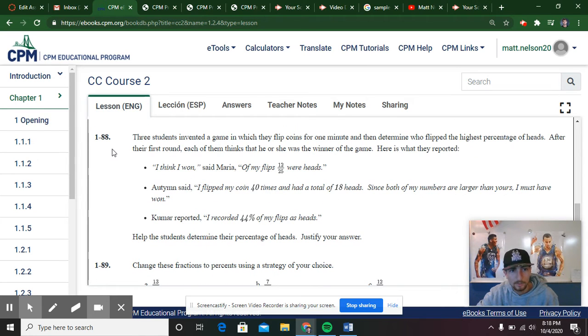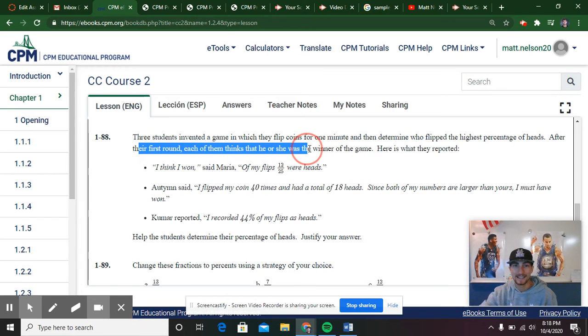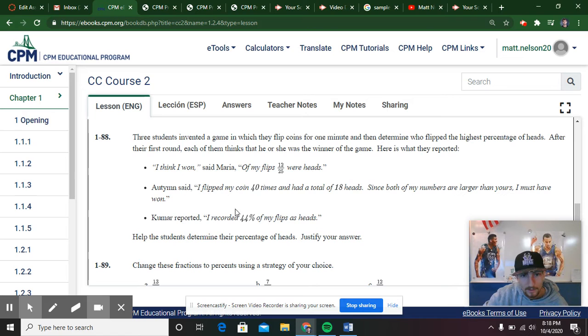Next, we're moving on to problem 88. It says 3 students invented a game in which they flip coins for 1 minute and then determine who flipped the highest percentage of heads. After the first round, each of them thinks that he or she was the winner of the game, and here's what they reported. Of my flips, 12 out of 25 were heads. Autumn says, I flipped my coin 40 times, and I had a total of 18 heads.